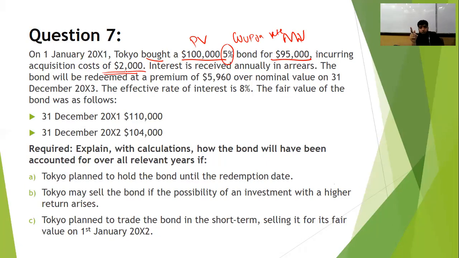And remember, if you are adopting amortized cost, we will capitalize that transaction cost. If you are using fair value through OCI, we will also capitalize that acquisition cost or transaction cost. But if you are using fair value through P&L, definitely we are not going to capitalize it. We will expense out that transaction cost. But so far, let's read out the question and identify which method or category we need to follow.